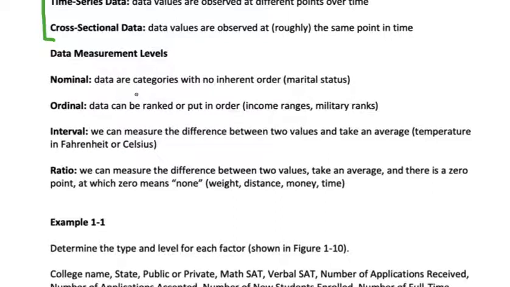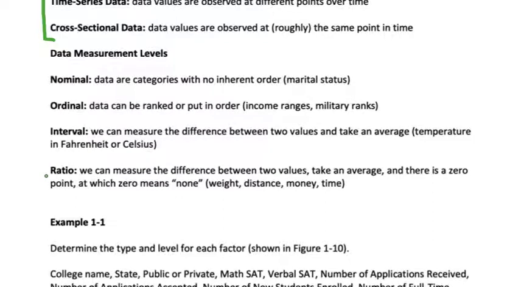With interval data, we can measure the difference between 2 values and take an average. And temperature in Fahrenheit or Celsius is a good example of interval data because we can find the average temperature and we can find the difference between 2 temperatures. So we know the difference between 78 degrees and 80 degrees is 2 degrees. Now, there aren't actually very many examples of interval data because most numerical data falls into the ratio category.